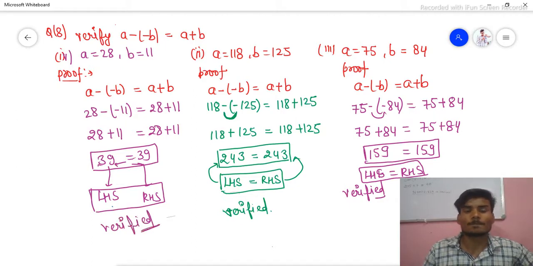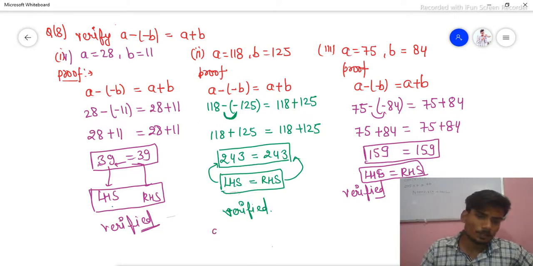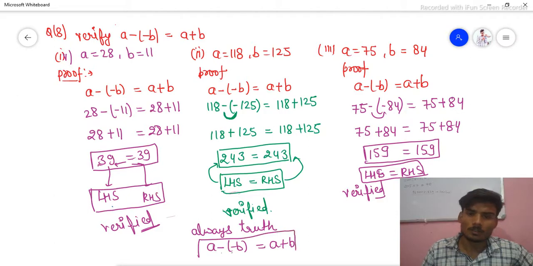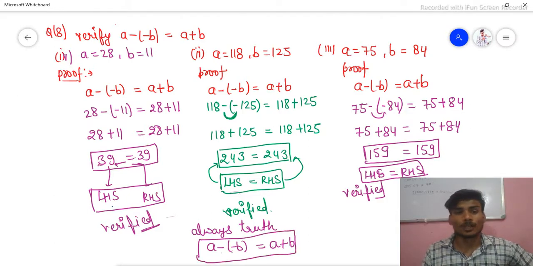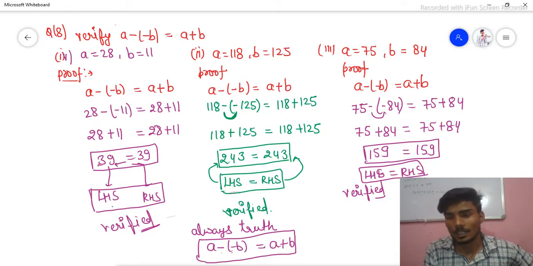Okay, so it is always true that A minus minus B equals A plus B, because minus minus is always plus. So this is always true for any type of integer. So this was your second part of exercise 1.1.